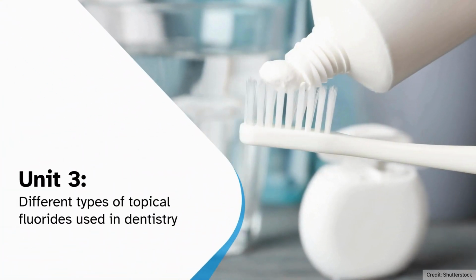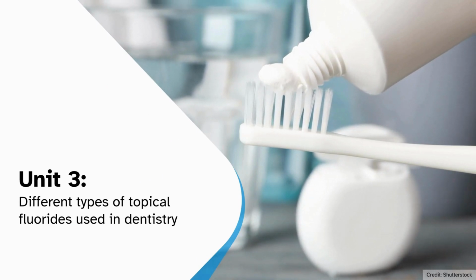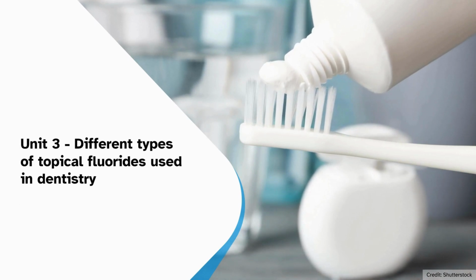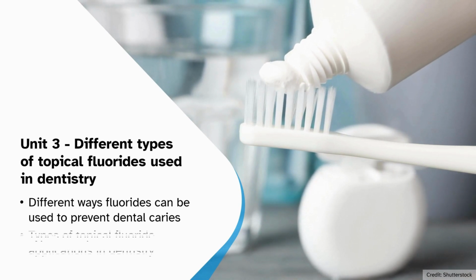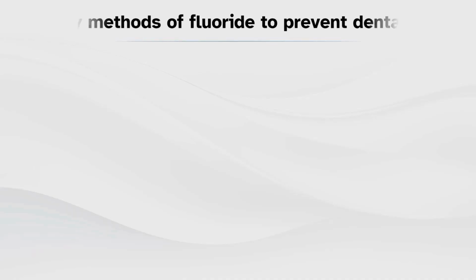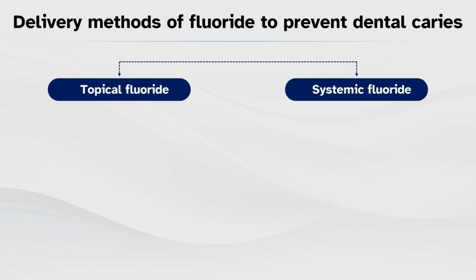Welcome to Unit 3, Different Types of Topical Fluorides Used in Dentistry. This unit will explain to you 2 different ways fluorides can be used to prevent dental caries and the types of topical fluoride applications in dentistry. Fluorides can be delivered in 2 ways, topical and systemic, to prevent dental caries.